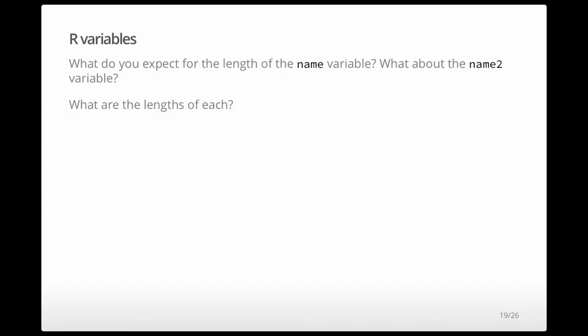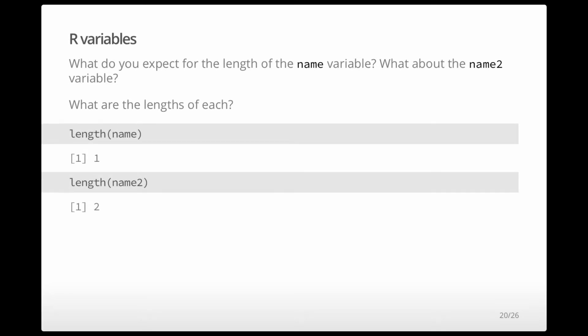So, what do you expect for the length of the name variable? 1, right? Just my name, just in quotes. What about name2? It should have 2. So again.